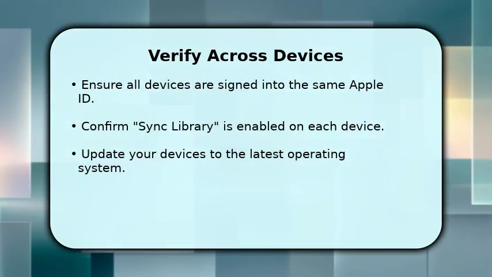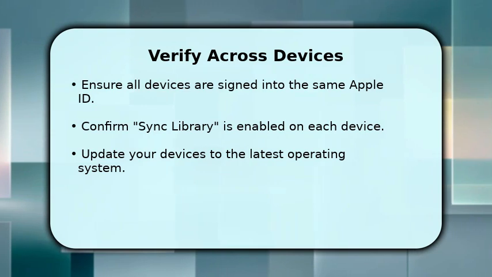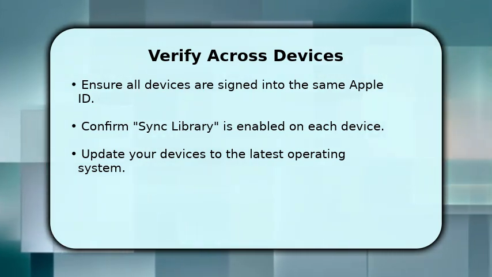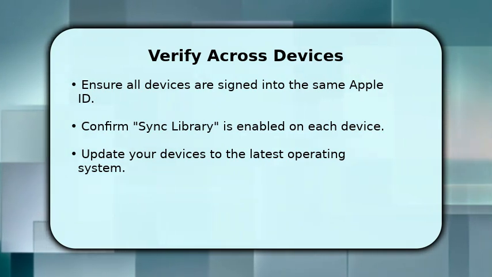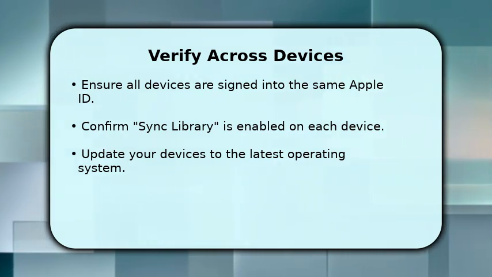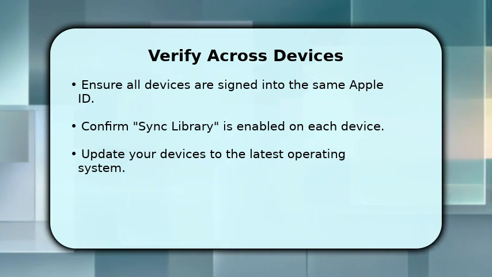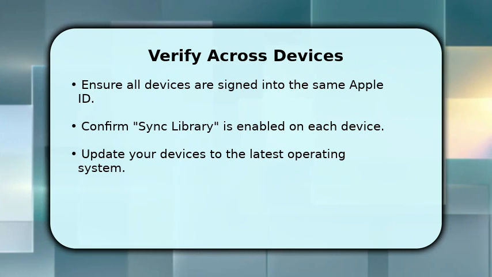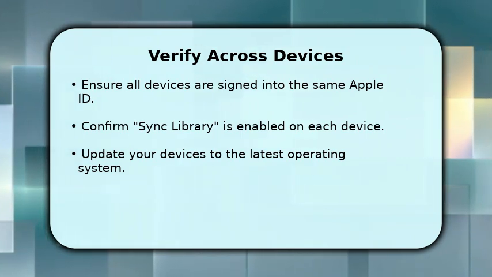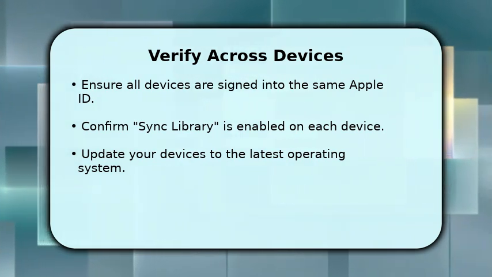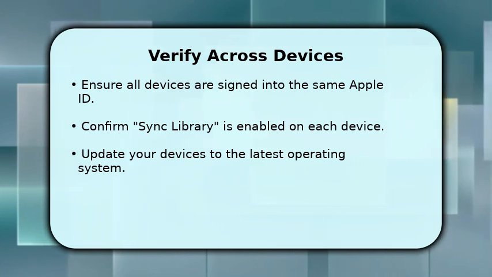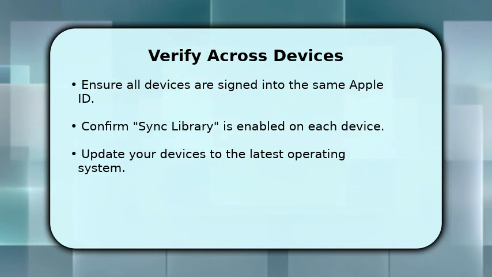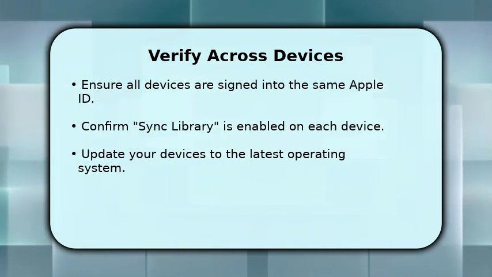After enabling Sync Library on one device, it's important to check your other Apple devices. Make sure every device you want to sync is signed in with the exact same Apple ID. Then, repeat the process of enabling Sync Library within the music settings on each of those devices. Also, ensure all your devices are running the latest operating system for optimal performance and compatibility. This consistency ensures your music library updates everywhere.